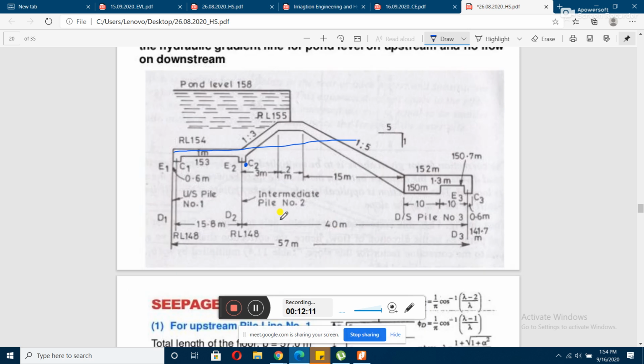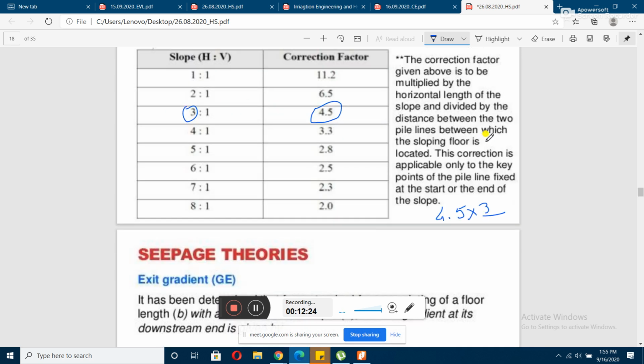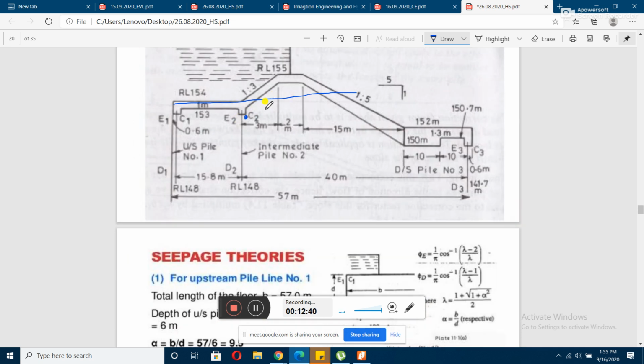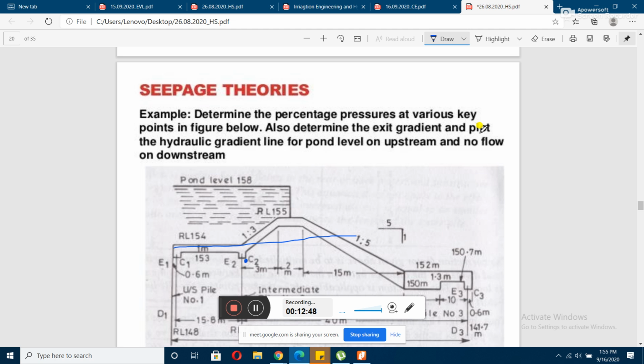So what is the distance between the two pile lines? The two pile lines are this particular pile line and this particular pile line. So what is the distance? You can see it is 40 meter. So 4.5 into 3 divided by 40 meter. This is the correction. I have told you here we will be subtracting this value, and here there will be an addition of this particular value, okay. Have you understood? Then we will be proceeding with the problem.